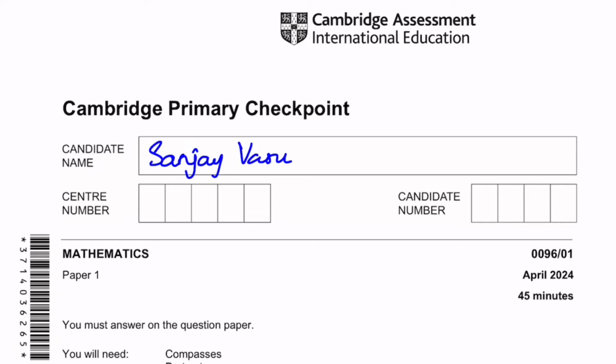This time I'll be doing it on Cambridge Primary Checkpoint for April 2024 Mathematics Paper 1. You're not allowed to use a calculator.